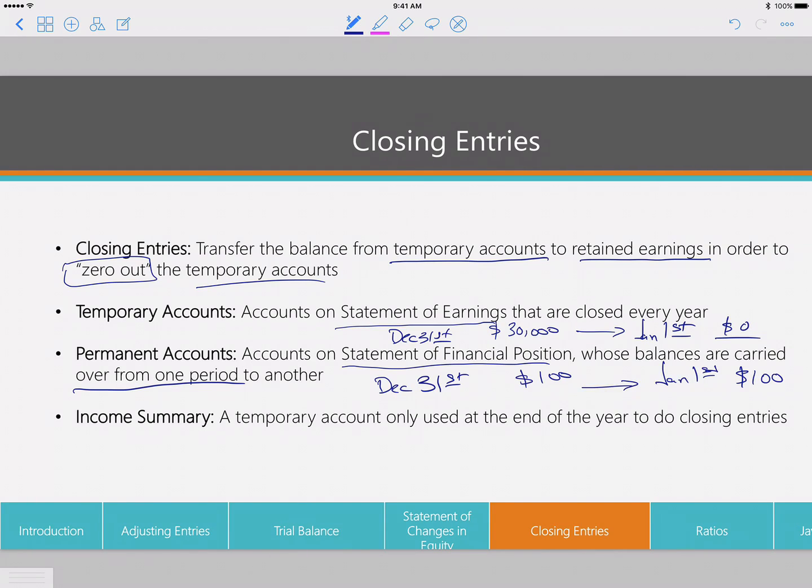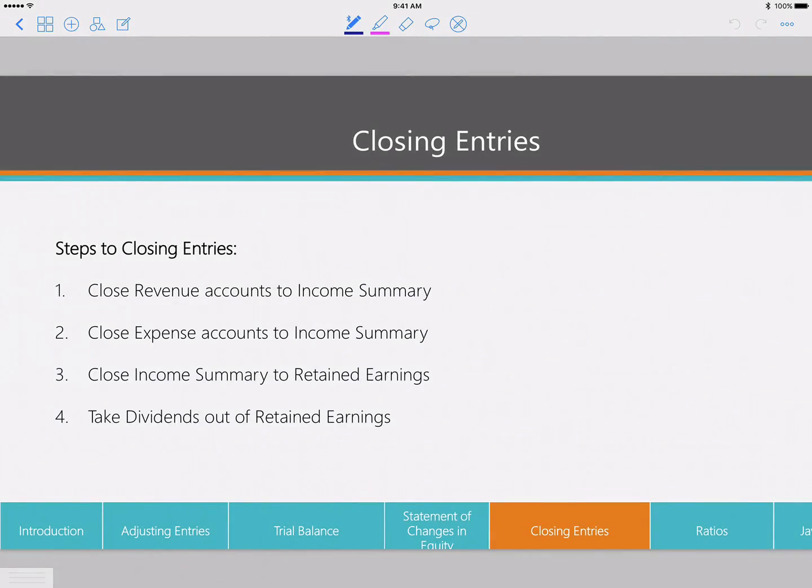So the point of a closing entry is to close these temporary accounts. We want them to have a zero balance, and we do this by using a temporary account called the income summary, and it's only used at the end of the year to do closing entries. So we're going to get into that a bit.